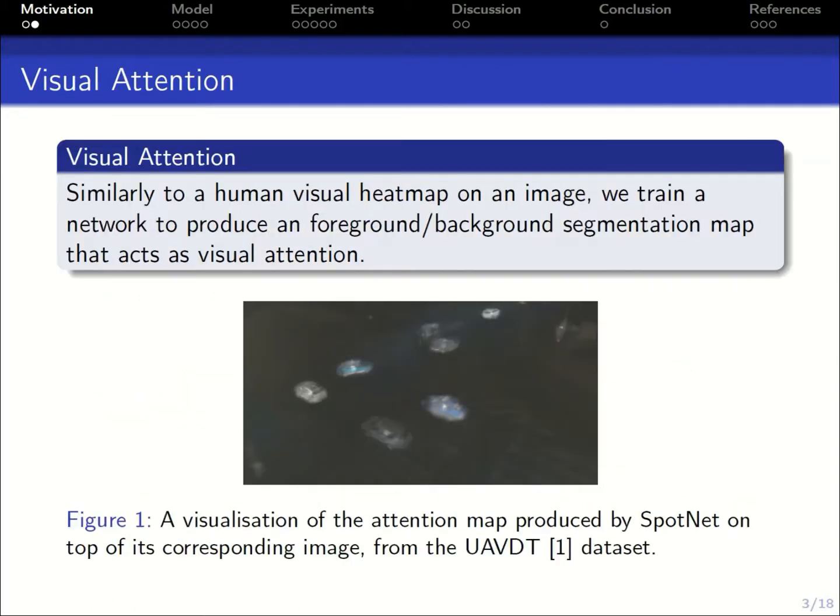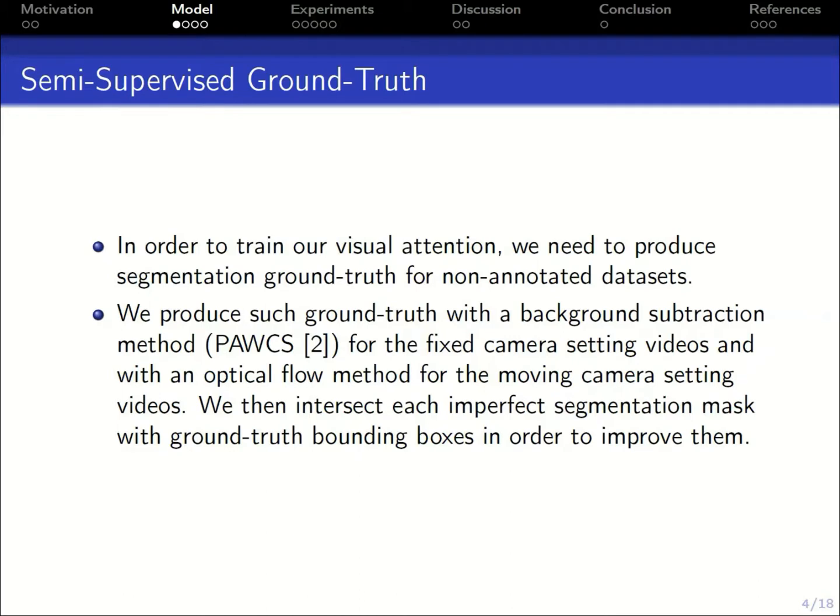In this figure, we can visualize an attention map produced by our model on top of its corresponding image. The pixel clarity here corresponds to the confidence that the area is of interest. In order to train our visual attention, we need to produce segmentation ground truth for non-annotated datasets. We produce such ground truth with a background subtraction method for the fixed camera setting videos and with an optical flow method for the moving camera setting videos.